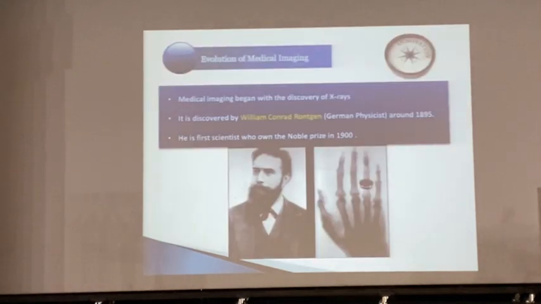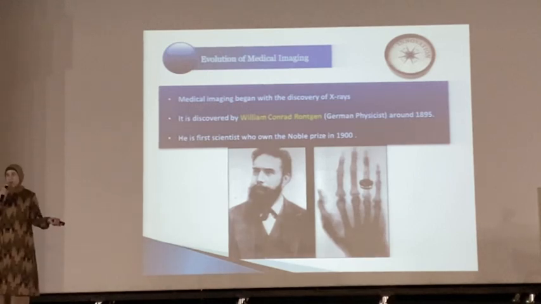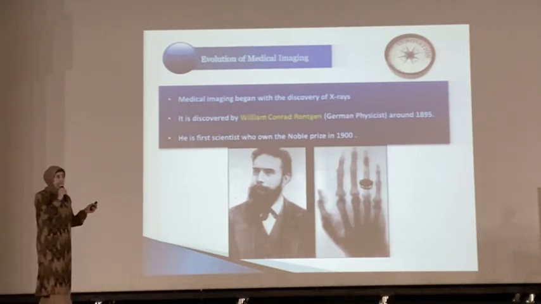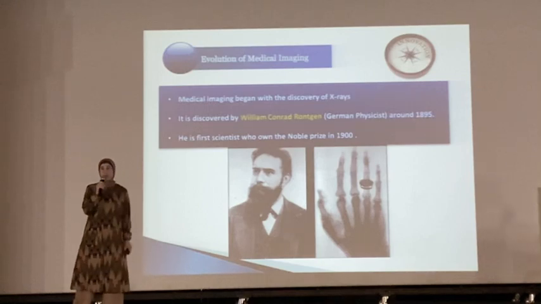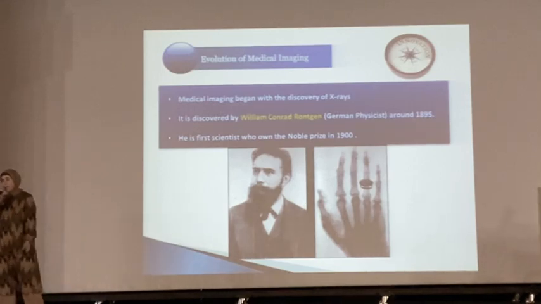The first X-ray was invented by William Röntgen in 1895, who was a German physicist. And he was the first Nobel Prize winner for that invention. Okay? Why is it called X?